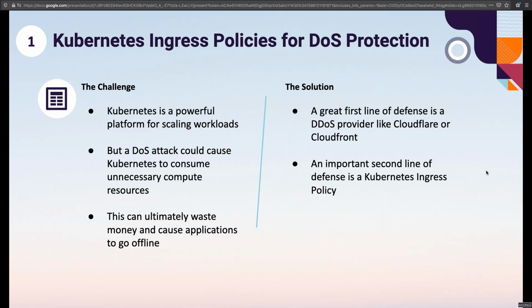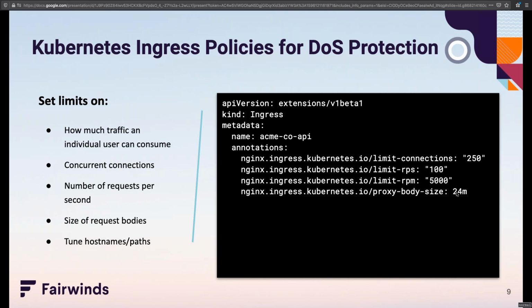But ultimately, if there's an attack against your application, the inability to mitigate that attack can cause you to consume unnecessary compute resources. Now, this is a common problem. This isn't the first time that we've all had to deal with denial of service challenges. And there's a great first line of defense with denial of service providers like Cloudflare and CloudFront. But a really good second line of defense is ensuring that your Kubernetes Ingress policy is configured to help mitigate some of these same risks. And I'm going to turn it over to Robert, my colleague here, to talk through some technical examples of how you can configure your Kubernetes Ingress policy.